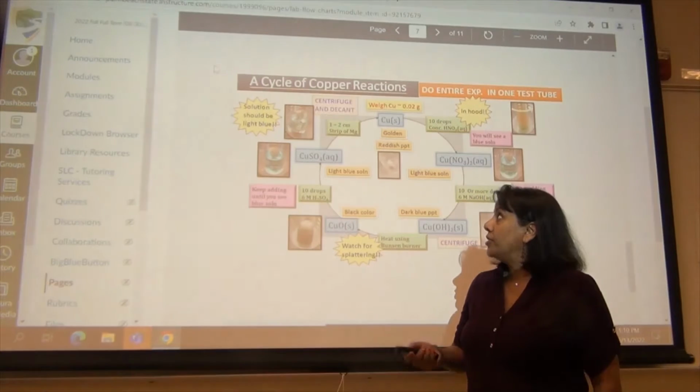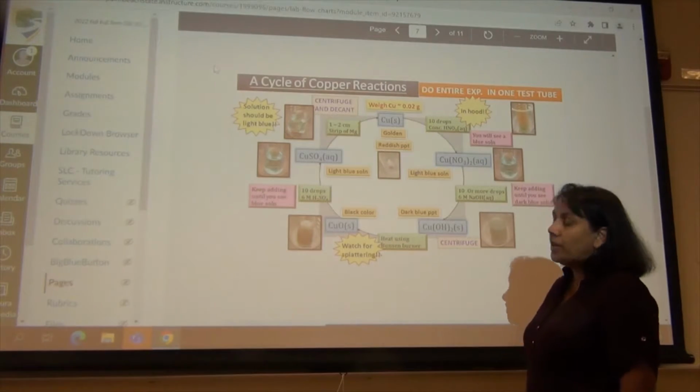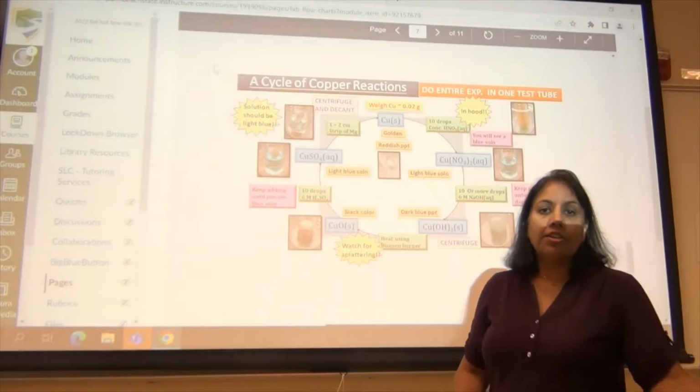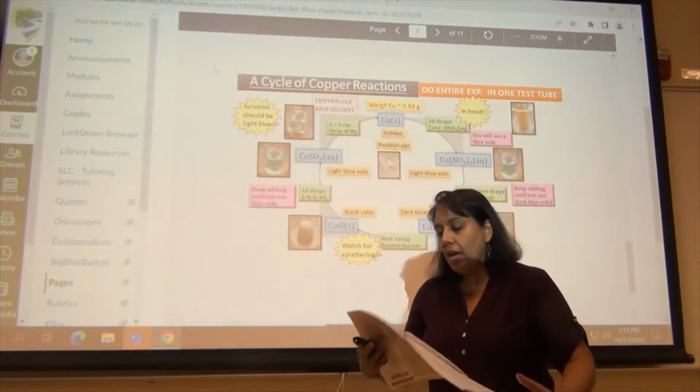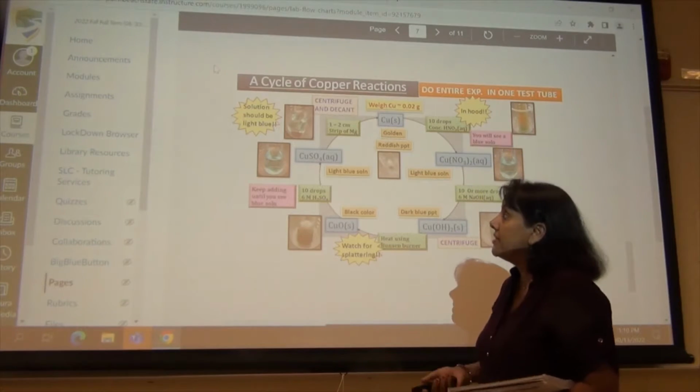So in this lab, we're going to go through a cycle of copper reactions. So you can see the cycle that I've drawn for you here. Everything is, of course, in your lab book that you have. I'm going to explain a few things that are going on here. I know it's a very busy slide.